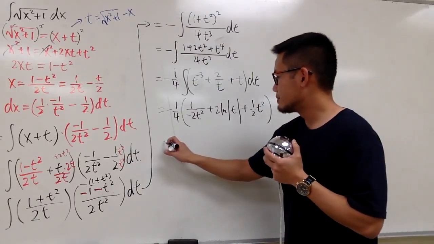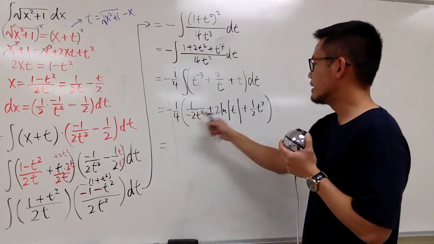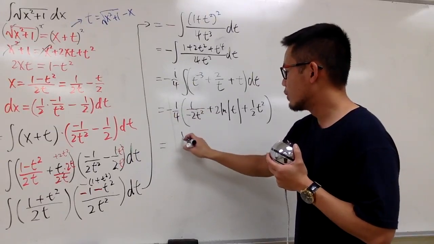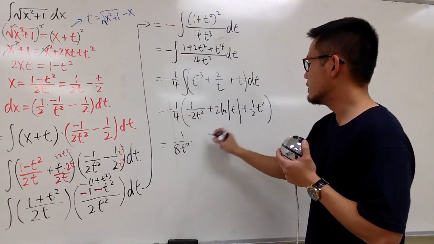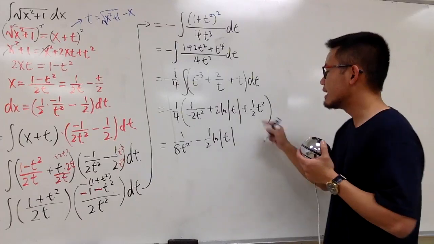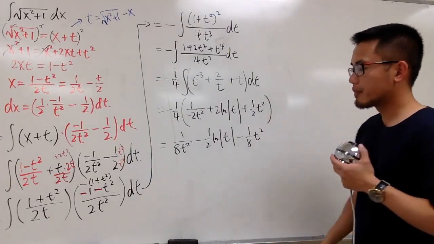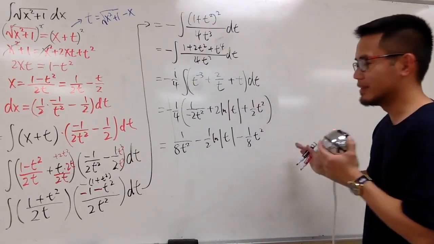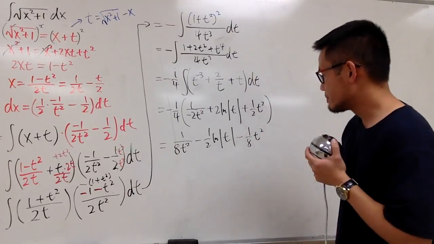Right here, let me just distribute the negative 1 over 4 into the parentheses. So you have positive 1 over 8 t squared, and then this is negative 1/2 ln absolute value of t, and then this and that is going to give me negative 1 over 8 t squared, right? I'm not putting down plus c yet because this is not it. This is not the answer for the integration for my final result. So let's focus on the function part right now.